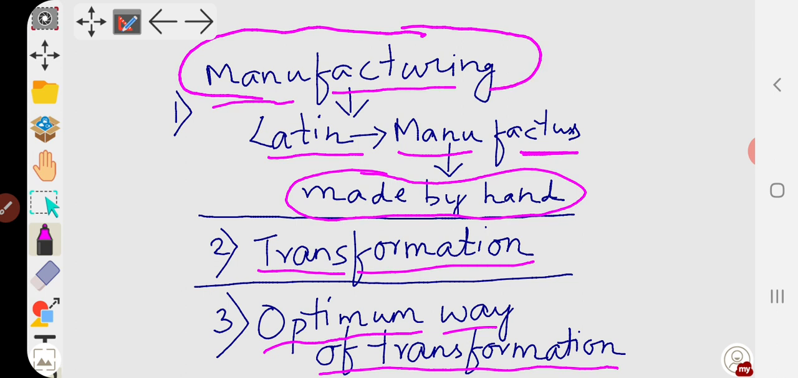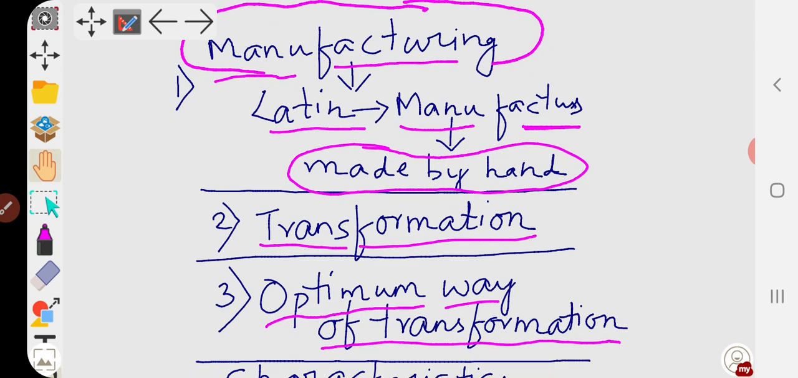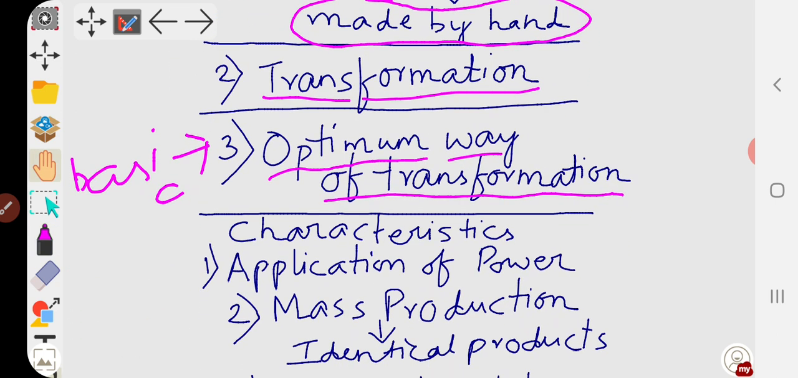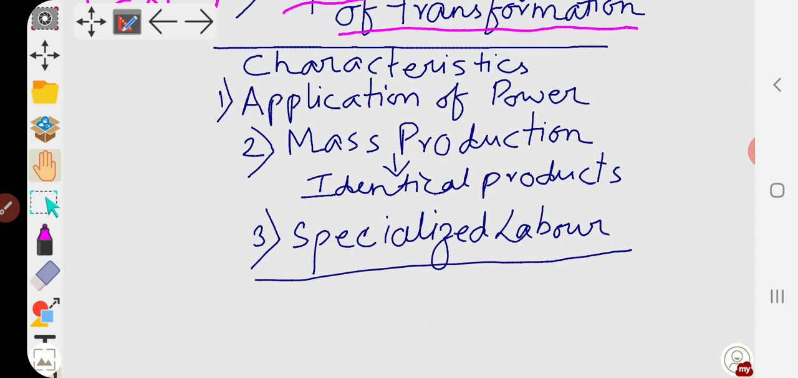To the society. So in this way, the basic definition of manufacturing is to plan and deploy an optimum way of transformation through various processes, rendering its services and delivering its products to the society. That is manufacturing. Now let us see some common characteristics of manufacturing.